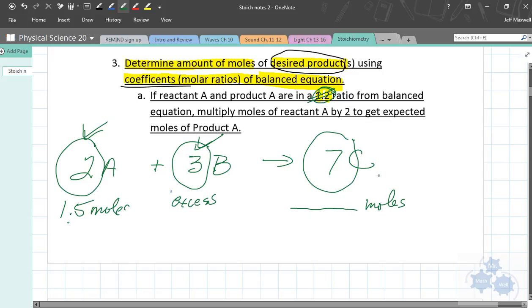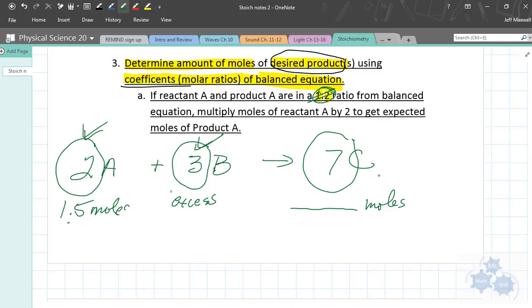Now, the ratio is 2 to 7. It's not as easy as 2 to 4, where you can just multiply by 2. And you might say, oh, I know what I multiply by, Mr. Maxwell, I multiply by 3.5 to get 7. But what if you didn't know that number? How would you do it?